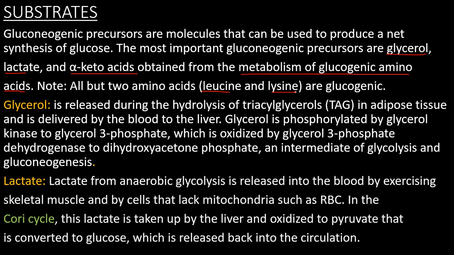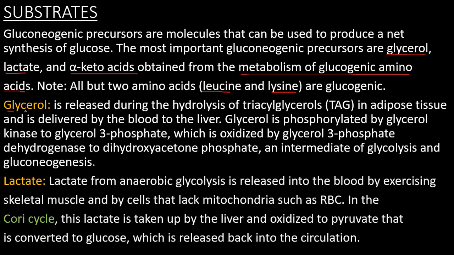Now we have a category of amino acids which are both glucogenic and ketogenic, such as tyrosine, phenylalanine, tryptophan, isoleucine, and such. They are both, but leucine and lysine are purely ketogenic. They can never produce glucose, okay? But the other 18, they can produce glucose, okay?